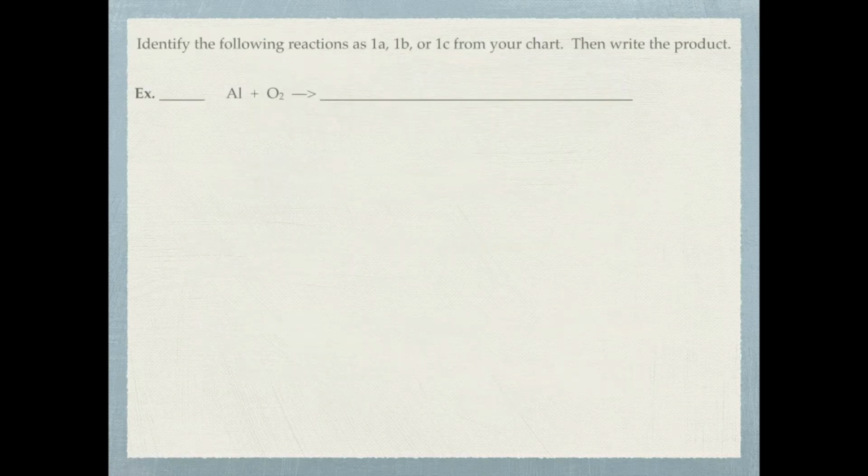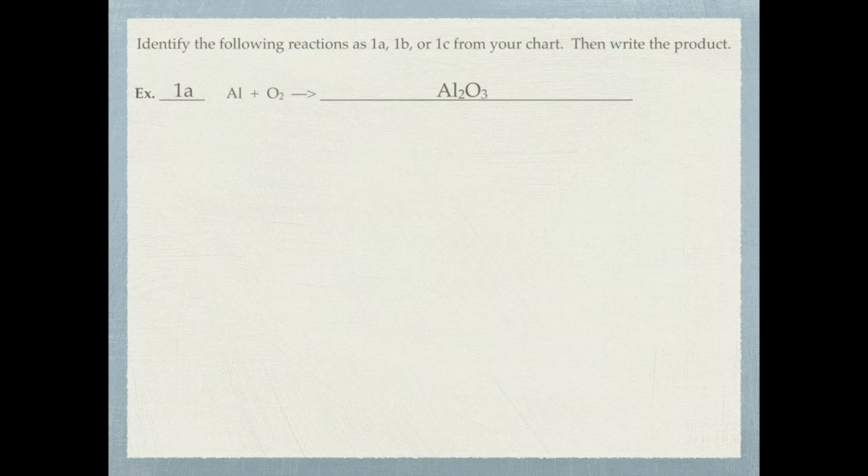All right, so the first reaction I have is aluminum plus oxygen. Okay, and so I look at this, aluminum is an element, oxygen is an element, so this is going to be a 1A reaction. And so what I have to do for this is I've got to combine them together by crossing charges. So aluminum has a +3 charge, oxygen has a -2 charge, and so the formula would be Al2O3. Now the only other thing I have to do here is I have to balance.